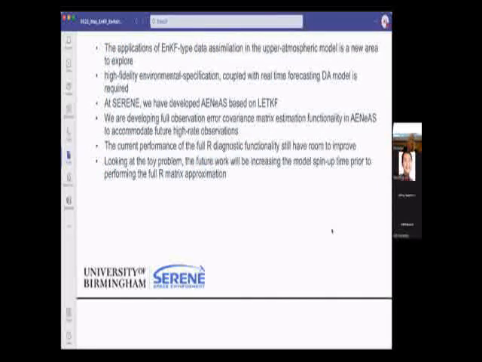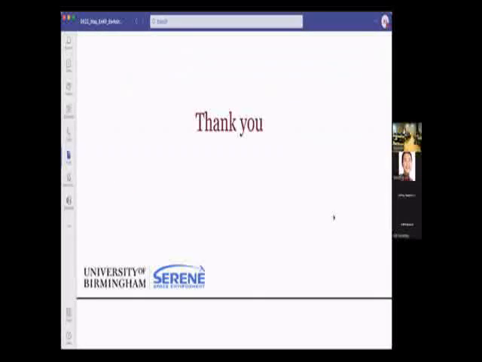And in conclusion, right now we have the EnKF type data assimilation model for the ionosphere, and as Syrian we developed NS, and this is based on LETKF. Right now we are developing the full observation error covariance matrix estimation functionality in NS to accommodate future high rate observation, and there's still room to improve. And the toy problem indicates that we just need a longer spin up period, and maybe longer spin up for the diagnostic as well. Thank you. Thanks a lot.